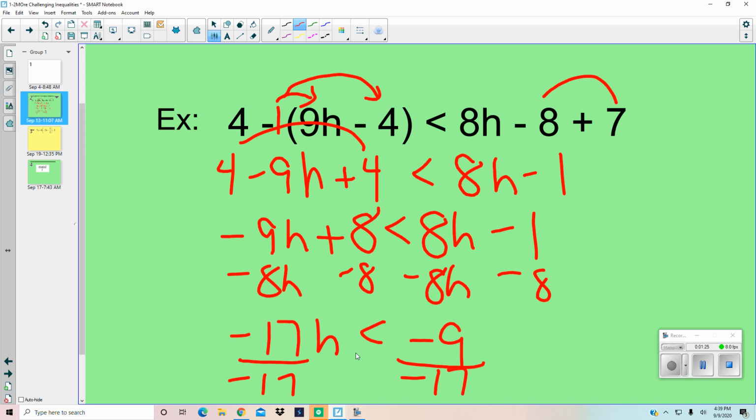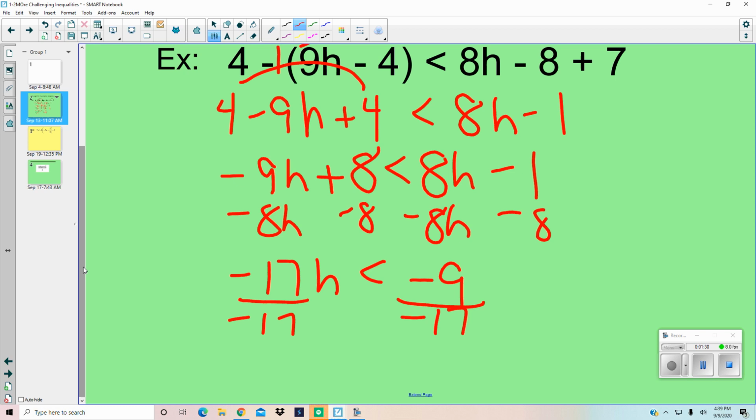Remembering that whenever you multiply or divide by a negative, that switches the inequality. So negative over a negative is a positive. The inequality becomes greater than, and so then I'm going to leave it as a fraction, 9/17. So h is greater than 9/17.